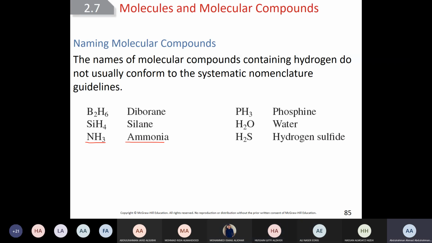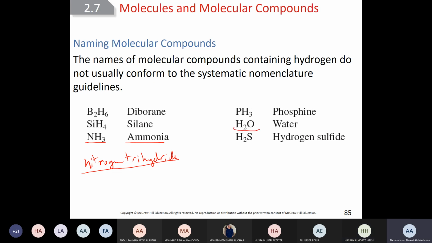Ammonia. You know ammonia, right? NH3. Yes. And nobody says nitrogen trihydride. That's the molecular name. But did you ever hear anybody saying nitrogen trihydride? Nobody. Everybody says ammonia. How about this one?